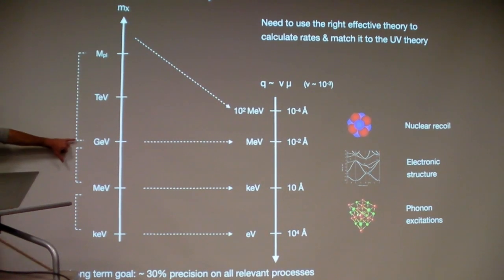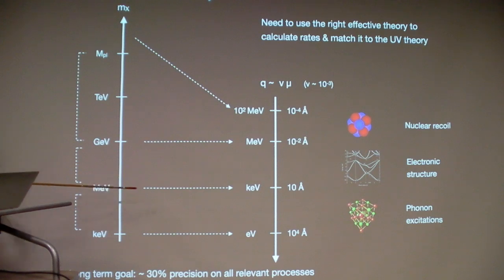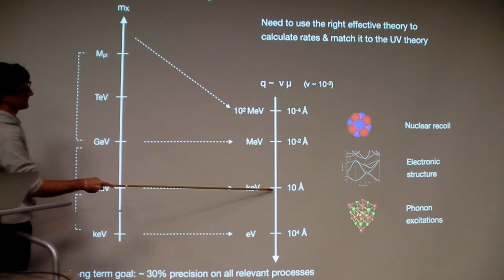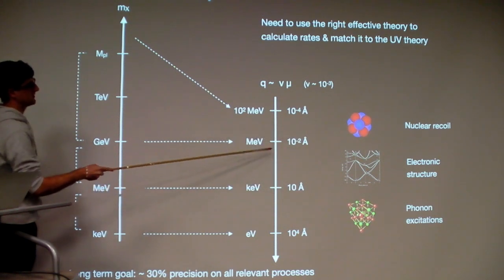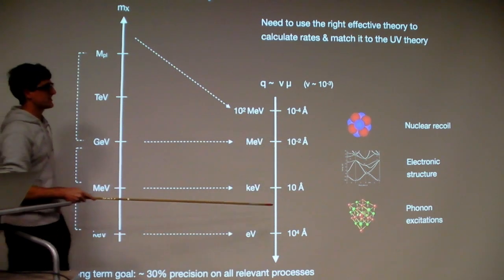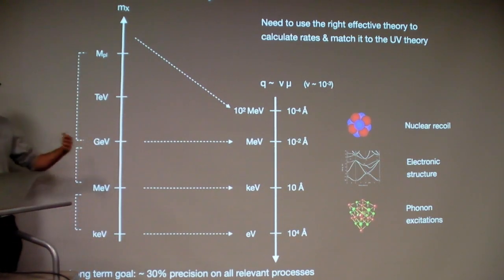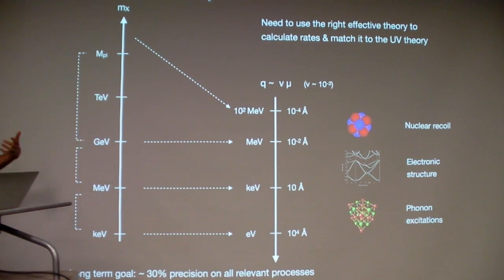If you're going down from a GeV to an MeV, now your momentum transfer is much smaller, and your typical de Broglie wavelength is 10 angstrom to 10⁻² angstrom. And so you start to be sensitive to multiple atoms, or in particular the electronic structure, or the band structure of the crystal that you're scattering with. So you can't just scatter off an individual electron, that doesn't make a lot of sense. Or at the very least, you need to take its wave functions into account very carefully.